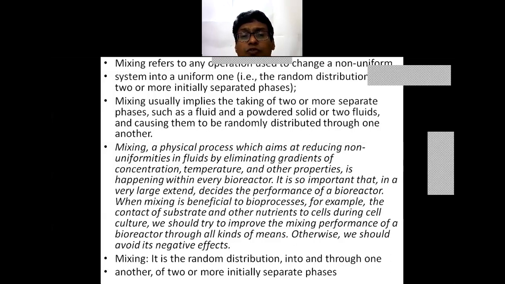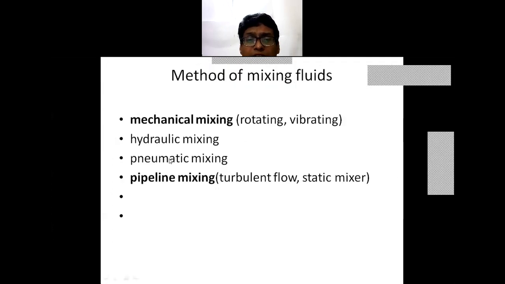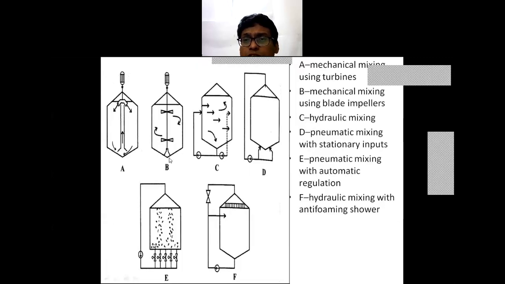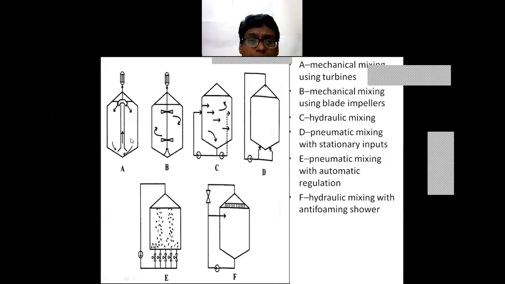Then reducing the non-uniformities in the fluid by eliminating the gradients of concentration, temperature, and other properties. Then mixing, it's a random distribution. Okay. Now looking at these figures, these are all mixing with the help of pneumatic, hydraulic or mechanical mixing processes. So first is a mechanical mixing using the turbines. The turbines are provided and they are rotated with the help of the agitator.